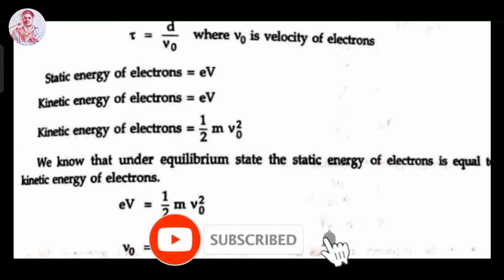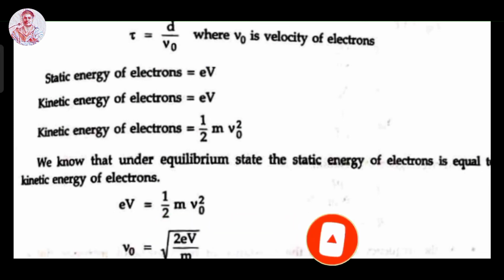Now see how the transit time will be calculated. From the definition of transit time, we know that tau = d / v0, where v0 is the velocity of electrons. The potential energy of an electron is eV. The kinetic energy of the electrons is given by half m v0 square.